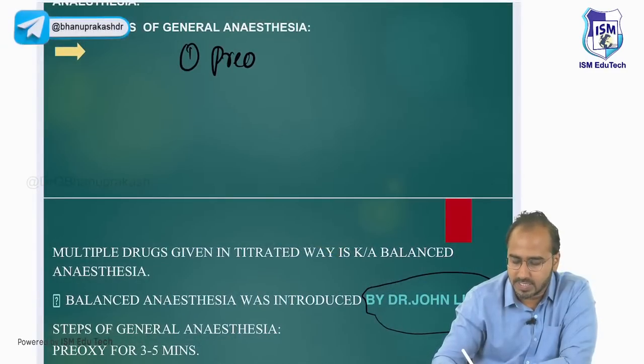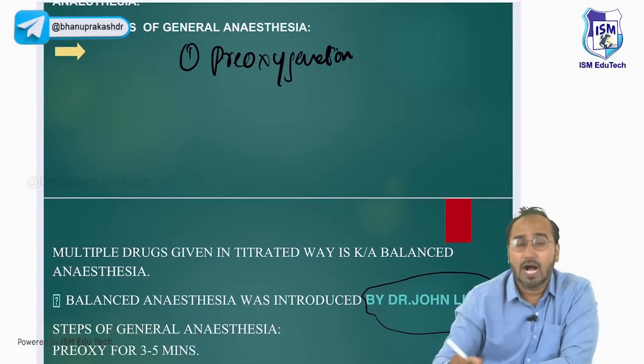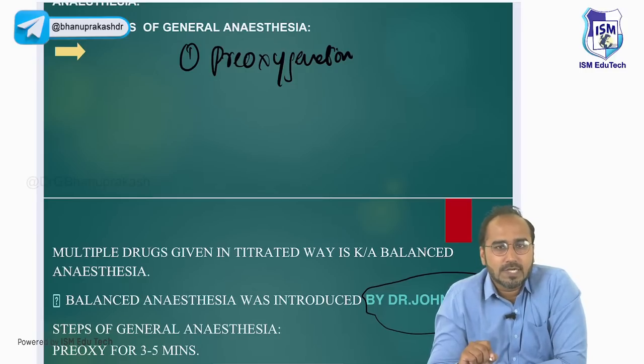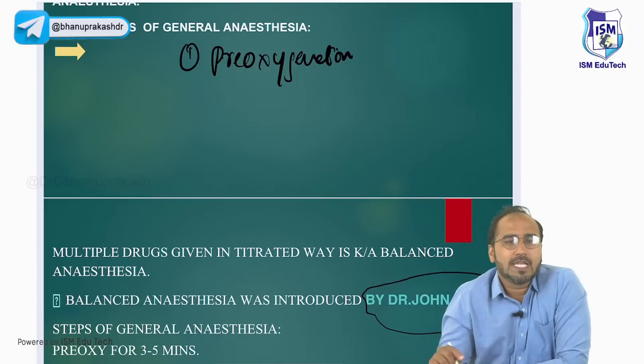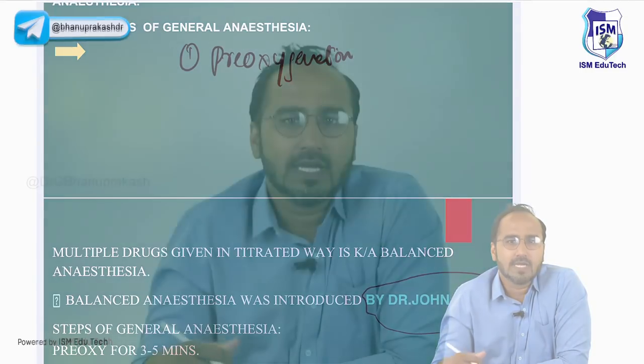It's on the runway, right? So the first phase of general anesthesia is called pre-oxygenation. For how much time will you give oxygen to the patient? Now look, brother, how much petrol we put in a flight, I won't ask that. You have to give oxygen to the patient, right? So the first phase of general anesthesia is pre-oxygenation.